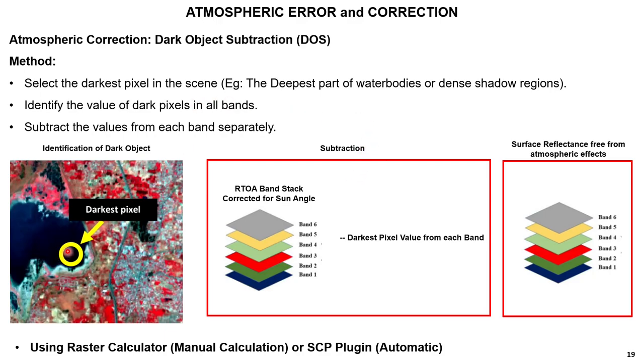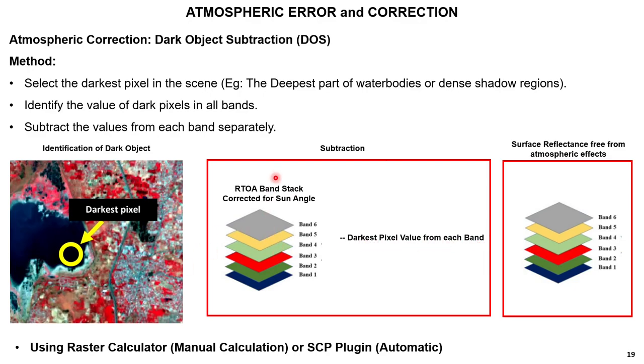So first, we will put a false color composite, and remember why we are doing this: in the NIR band, water will be dark in color, because it will completely absorb the NIR wavelength. So we will be able to get our dark pixels from this false color composite. We will locate such dark pixels, and then find out the top-of-atmosphere reflectance for each of the pixels.